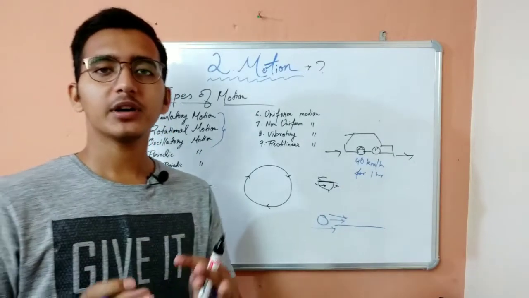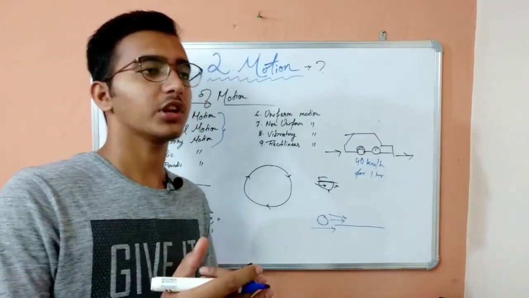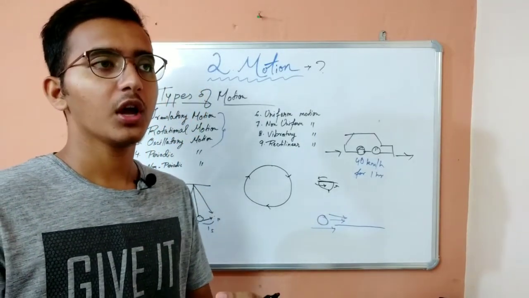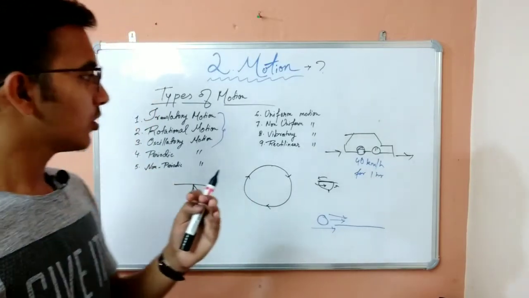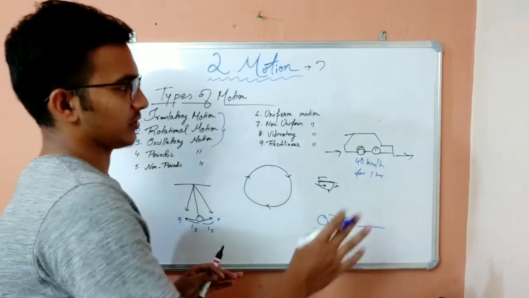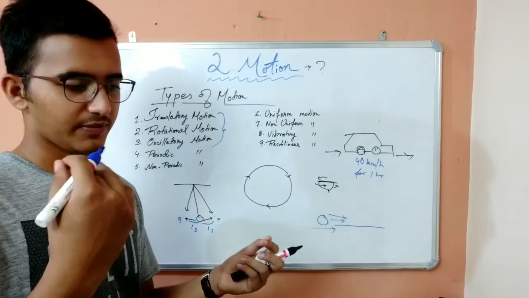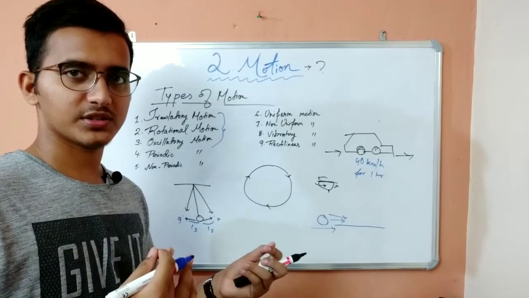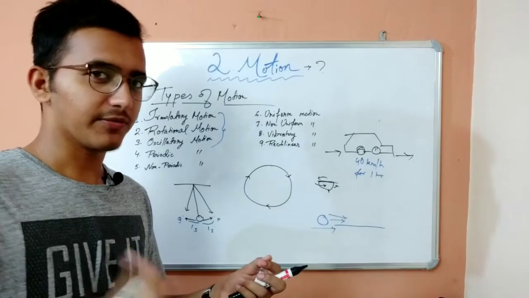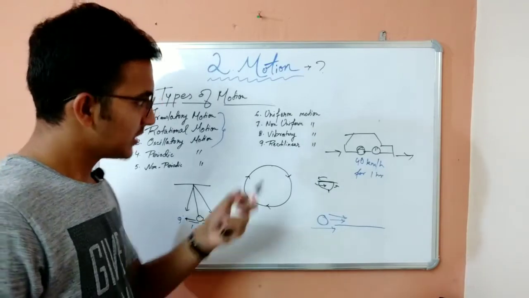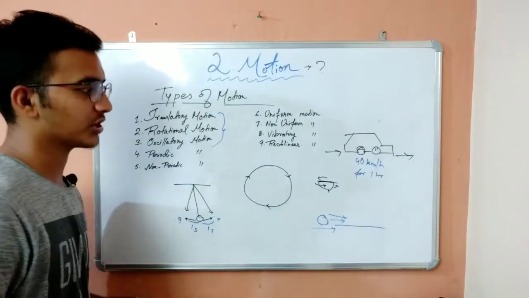You can also say vibratory motion is the type of motion in which an object moves to and fro at very small intervals of time. Suppose I have a guitar string. Now if I just stroke it once, what will happen? You will hear a sound and you will see the string moving very fast to and fro. That is called vibration, or the type of motion is called vibratory motion.